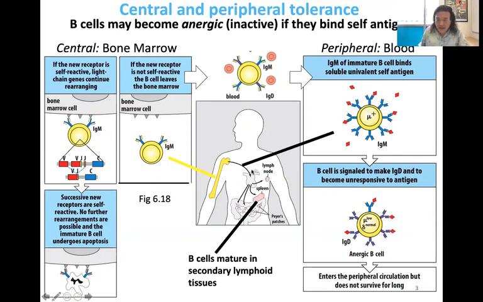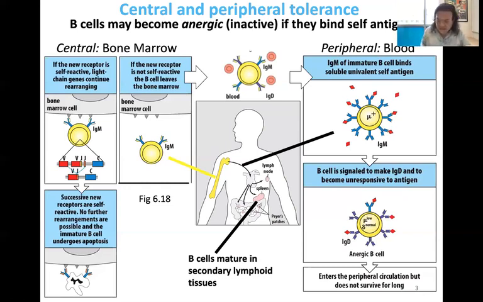So if a B cell passes both central tolerance training and peripheral training, in the bone marrow and then in the blood, eventually it can make its way to secondary lymphoid tissues like the spleen or the lymph node. And that is where the B cell will finally finish maturing and being ready to go to work.